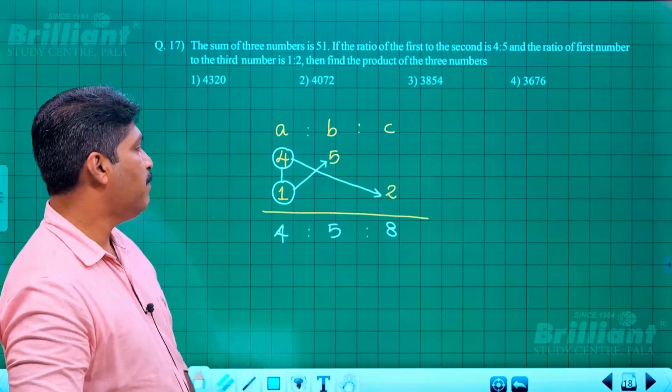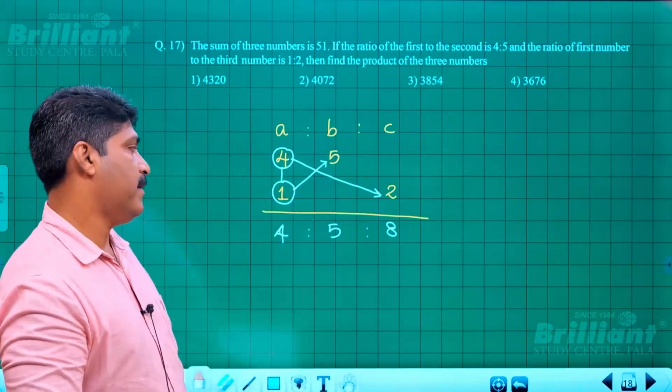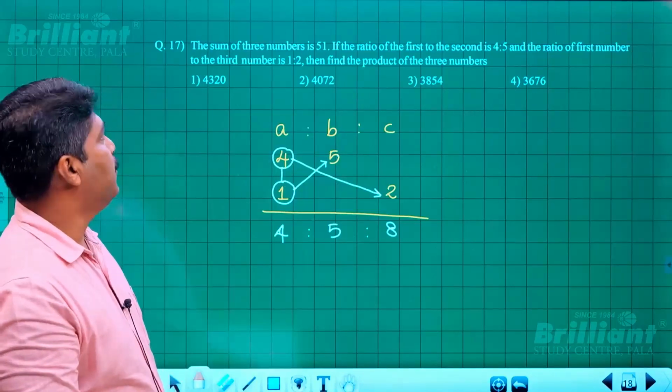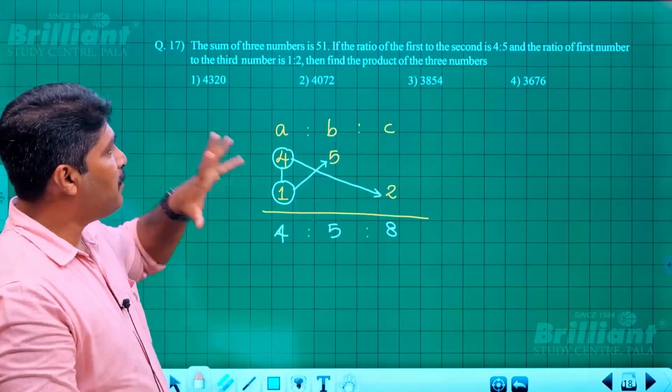So the ratios are A is to B and A is to C. Like this way we can combine. So these are the ratios. It is given that the sum of these three numbers is 51. Find the product of the three numbers.